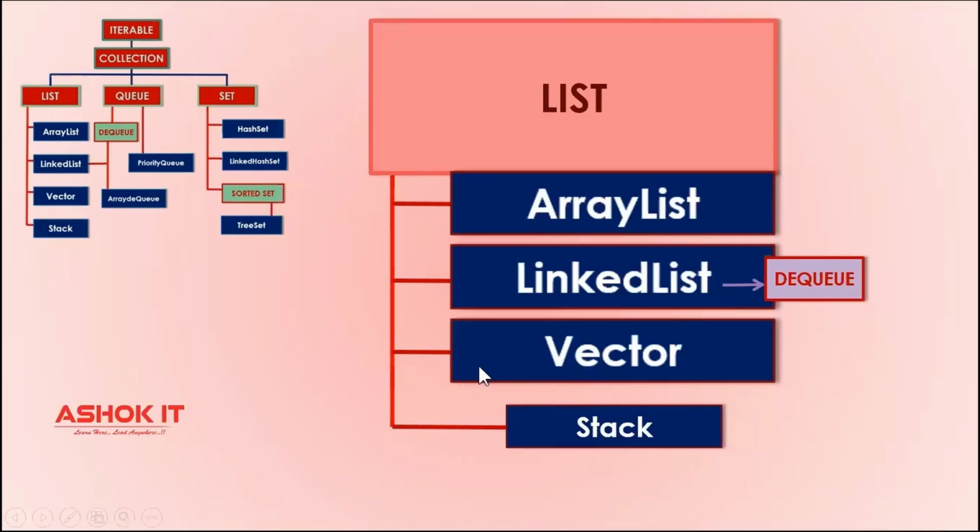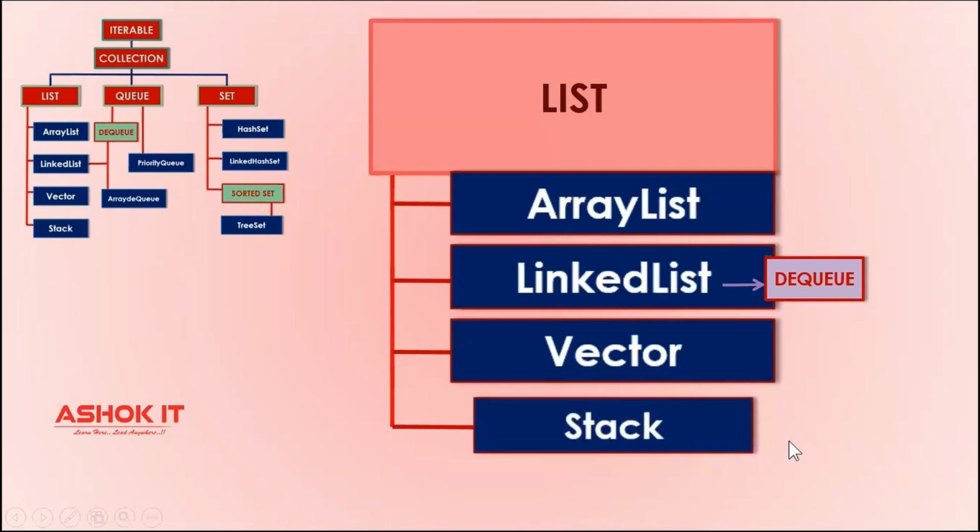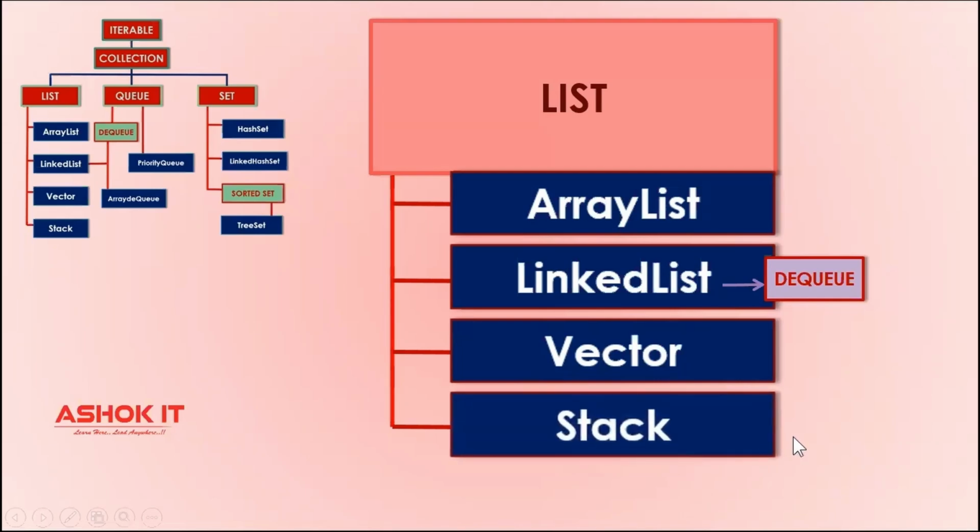So after we have seen the Vector class practically, we are left with the Stack class, which implements the List interface. So Stack will be following LIFO, that is the last in first out method. That is, the elements which are added first will be removed last, because a stack will be having only one end. From the top we will be adding the elements and removing the elements. There is only one end.